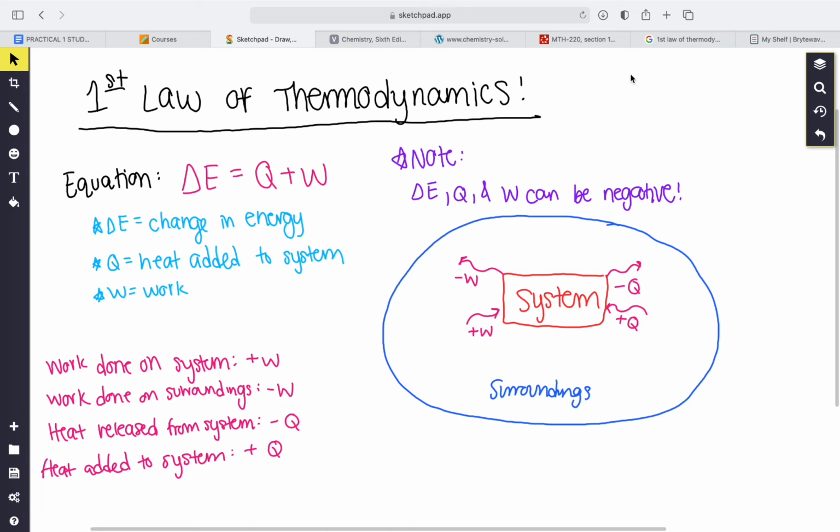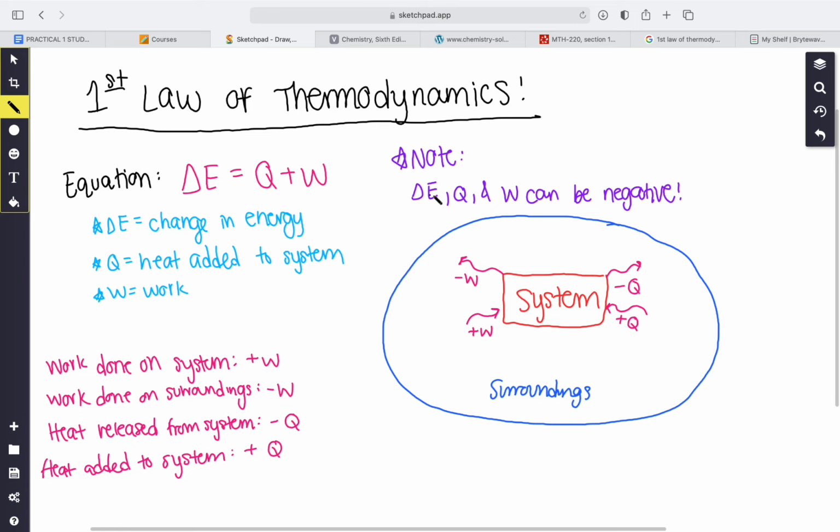The basic equation for this is that ΔE, or change in E, is equal to Q plus W, right? So change in E is the change in energy, the change in energy in a system. That's all you really need to know about that. And then Q is the heat added to a system, and work, or W, is the work in a system. Work added, work removed, work done. Usually you call it the work done in a system. But let's take a look at how that works and looks in a system.